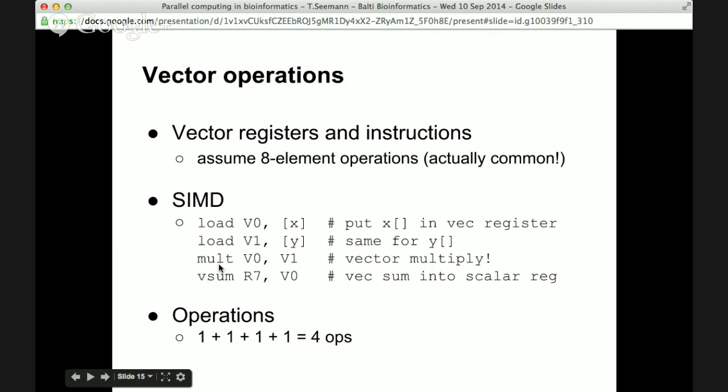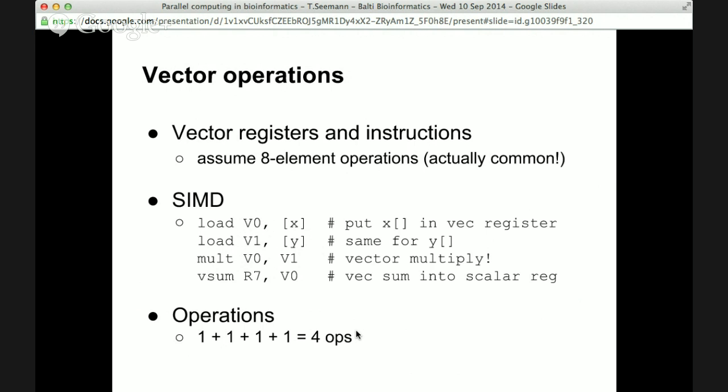So instead of having to loop over, we can essentially just say multiply vector 0 by vector 1, which does the element-wise dot product component, and then we can use a vector instruction which sums up everything in a vector register, which is v0 now, and puts it into a scalar register. So instead of the 25 or whatever operations it was, that loop is replaced by a single instruction, which means we only need to do 4 operations.